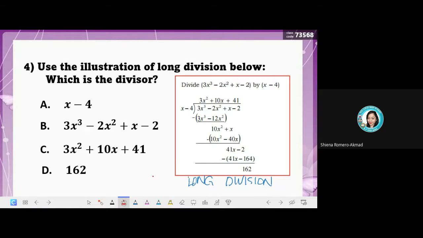Okay. So, sa mga nakalimot na, nung grade 4, tinuruan tayo kung ano yung dividend, ano yung divisor. So, yung nasa loob po ay yung dividend. And yung nasa labas ay yung divisor. Okay? So, the answer here is letter A.